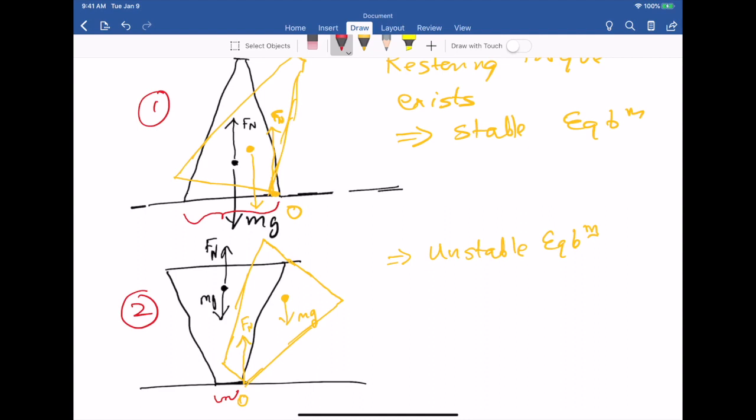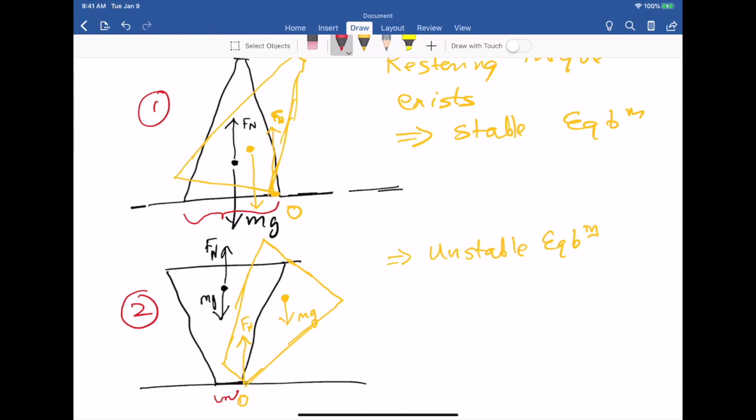So a very quick way of seeing whether an object is in stable or unstable equilibrium is to just consider the location of its center of mass and its base of support. So you can immediately conclude that if an object has a lower center of mass, then it's going to be more stable, because you'd have to tilt it quite a bit in order to make the center of mass move past the base of support. If it's a top-heavy object like in diagram 2, then a small tilt will make the center of mass no longer be above the base of support and the object will topple.